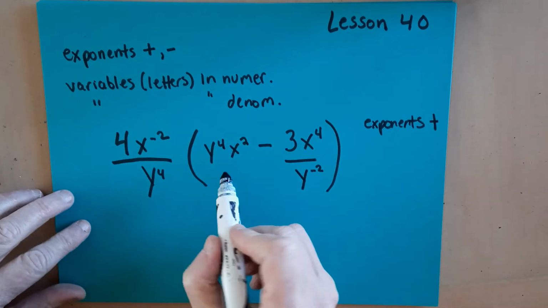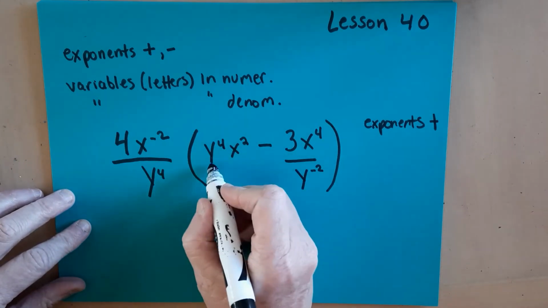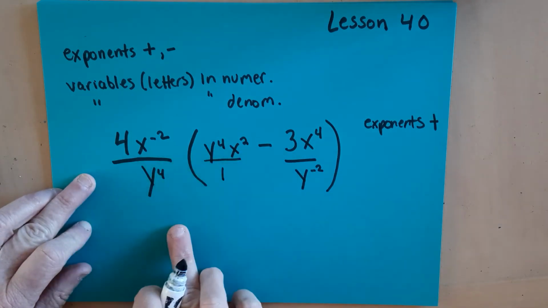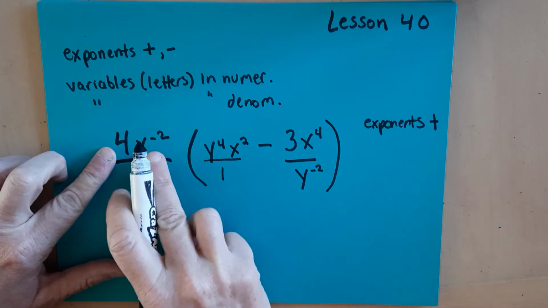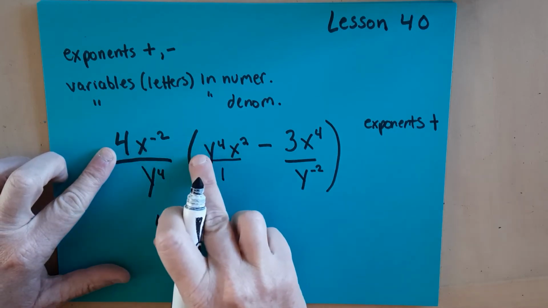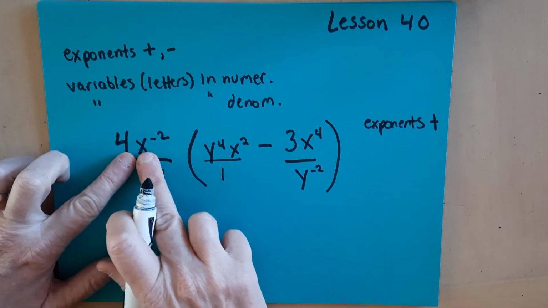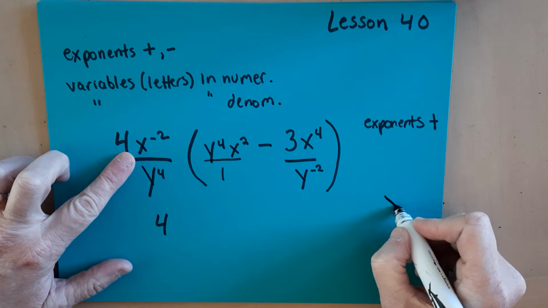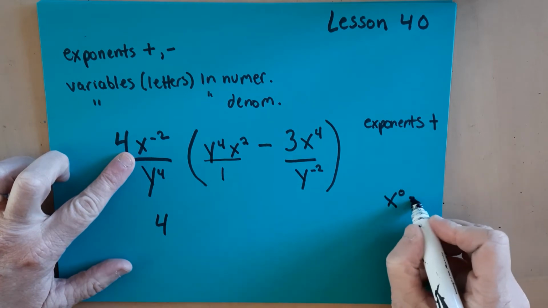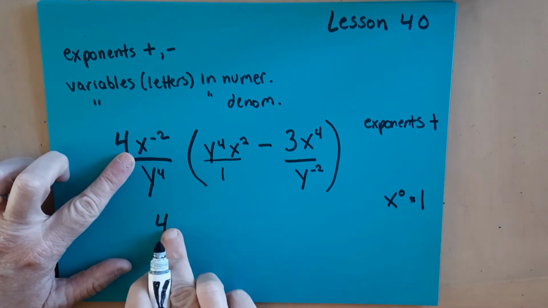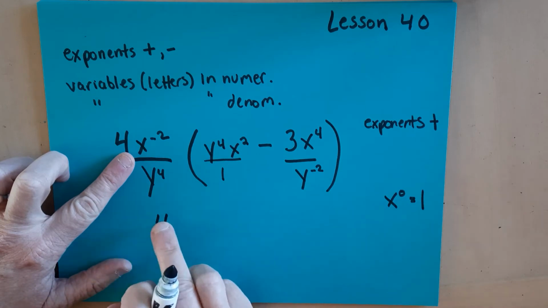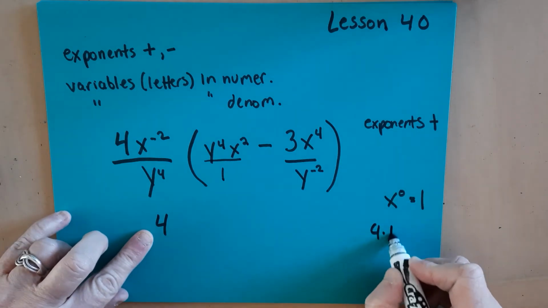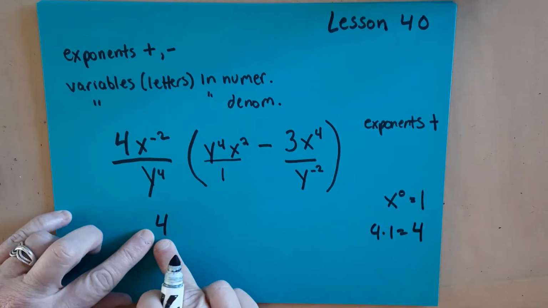So first we remember that this y to the 4th x squared is as if it was over 1. So we're going to multiply this fraction by this fraction. We multiply 4. There isn't a number here, so it's just 4 times 1. x to the negative 2 times x to the 2. We add those, which gives us x to the 0, which is equal to 1, because anything to the 0th power is 1. So we don't even really have to write that in there because it's being multiplied. If it was being added, we would, but because it's 4 times 1, and 4 times 1 is just 4, we can leave it alone.